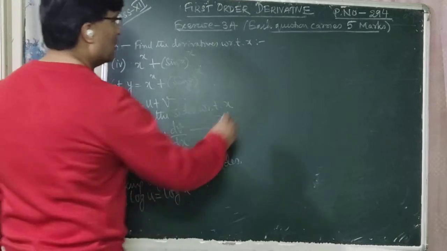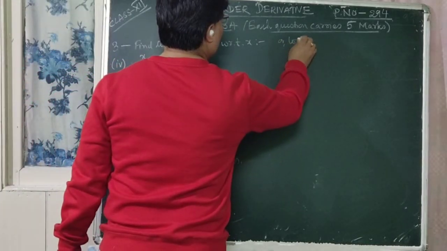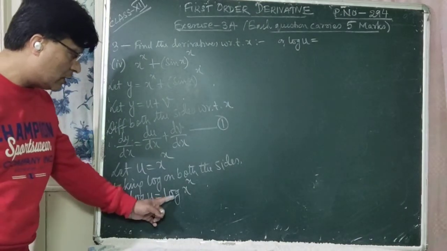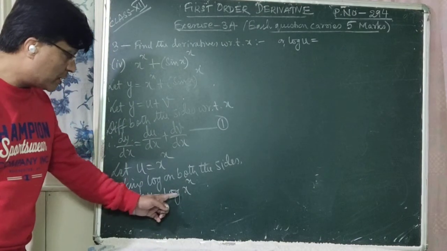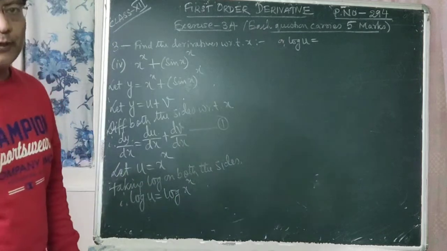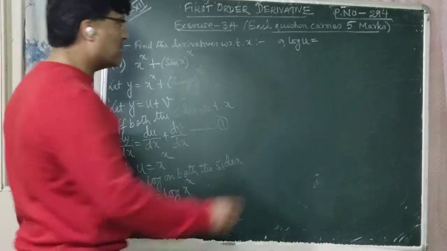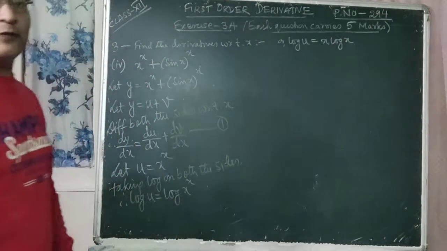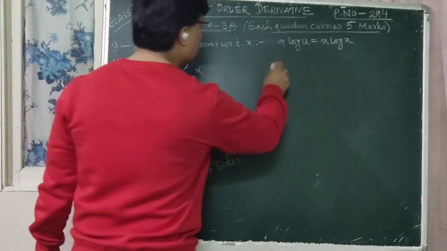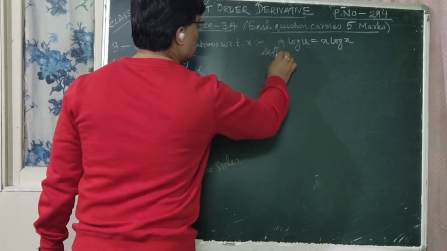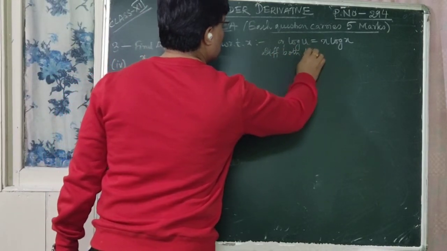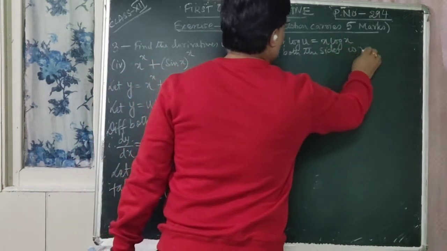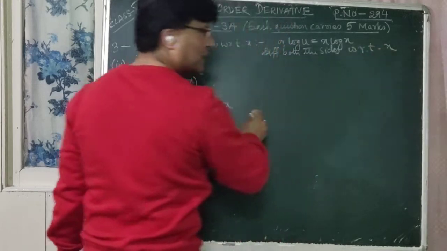Log u, the left hand side is kept as it is, log u is equal to log x to the power x. Now because of this log, this power x becomes the coefficient of log x, that is x log x. Now can we differentiate it? Yes, we can differentiate. So differentiating both the sides with respect to x, right?